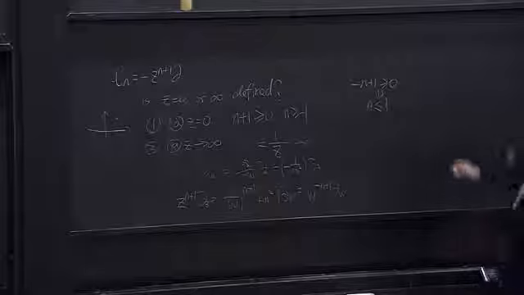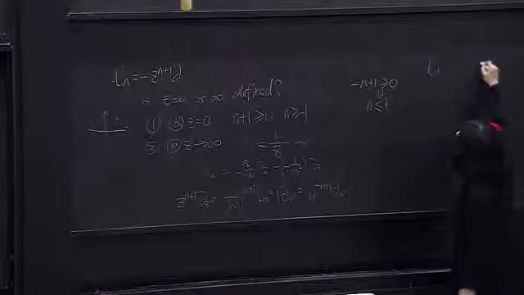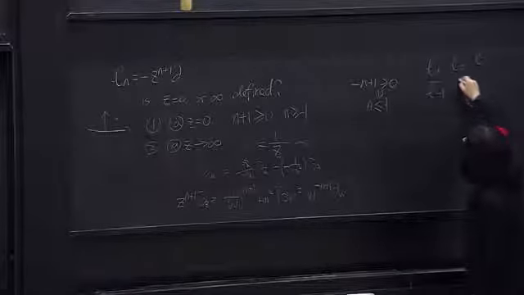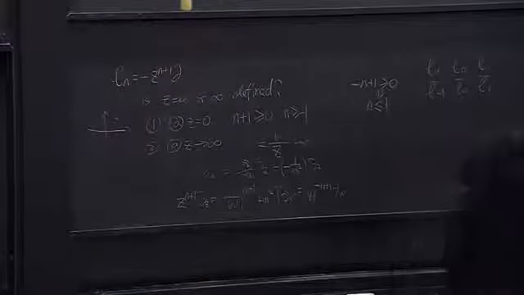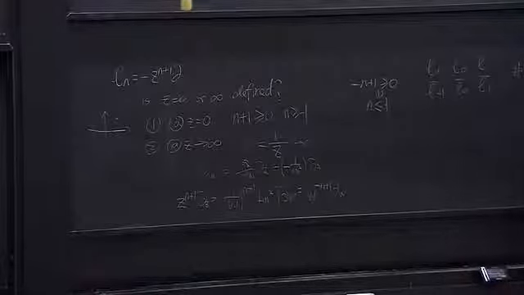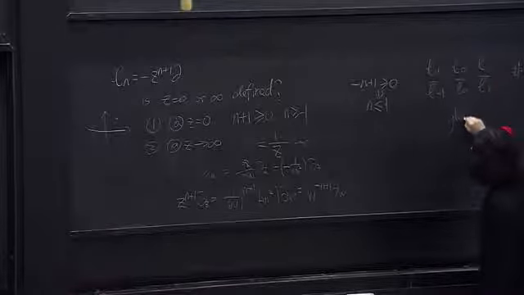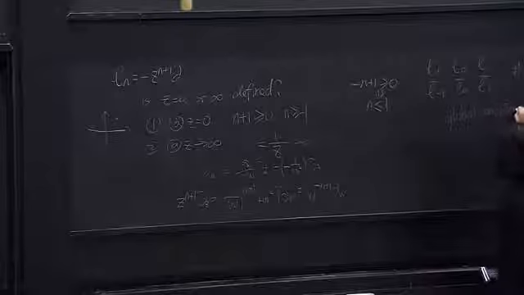We conclude that if we only look at L_-1, L_0, L_1, and L bar, the corresponding bar guys, the 6 guys, the number is 6, then they are globally defined. So if you only look at this little part of the algebra, that's the global conformal algebra.